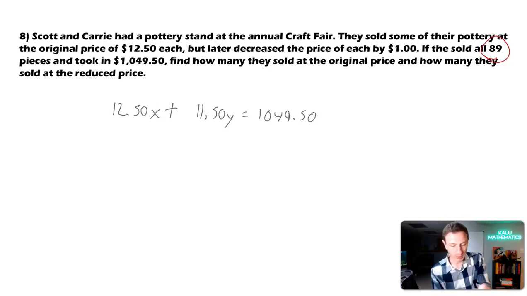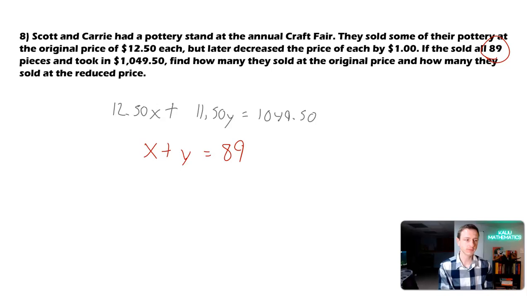The total amount of actual physical objects sold was 89. So that's going to be X plus Y is equal to 89. Because we sold some amount of the $12.50, we sold some amount of the $11.50, and that was 89 total items. But then the value of those items were here. $12.50 is the value, $11.50 is the value, and that gives us our total value. So there is a difference there in how we set that up. But at the end of the day, there's our system. Let's solve it real fast.